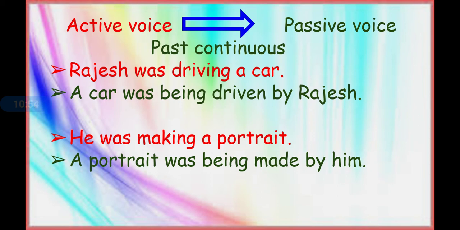He was making a portrait. Here, subject is he and object is a portrait. Then, a portrait will become the subject of the passive voice. A portrait and was. We have to use was because a portrait is singular. Was plus being plus past participle form of the verb. That is, a portrait was being made by him.